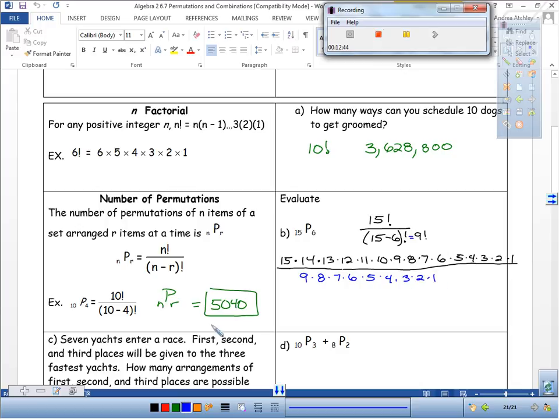On the test, will we ever have a question where we have to write it all the way out? If you don't have the proper calculator, I might have you write the formula, yes.